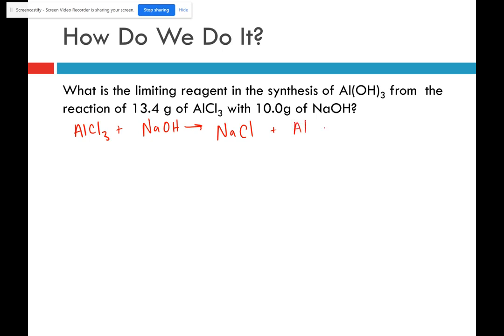aluminum is now going to be with hydroxide. Now, if we look on the periodic table, aluminum has a charge of 3 plus, hydroxide has a charge of 1 minus, so that's going to give us our Al(OH)3.